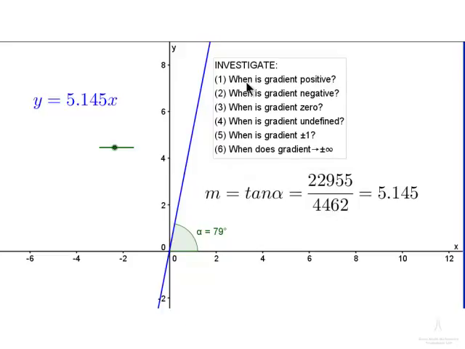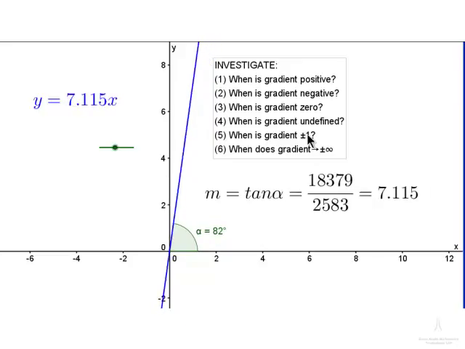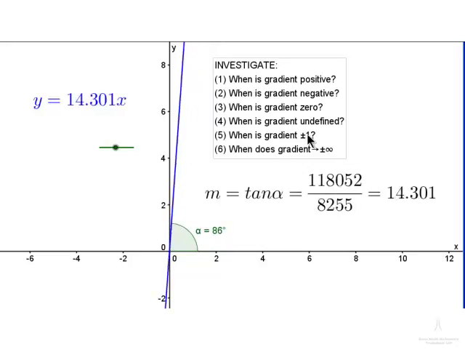So the first question is, when is the gradient positive? Well, that's when this angle is an acute angle. We also know when the gradient is 1. So let me try and get as close as I can to 90 degrees. Can you see it? The gradient is getting bigger and bigger. Well, I can't get closer to it than 90. There it's 57. Now what do you expect if that angle changed to 90 degrees?